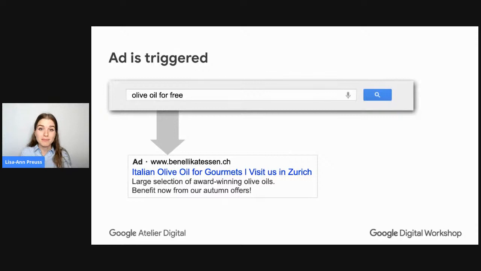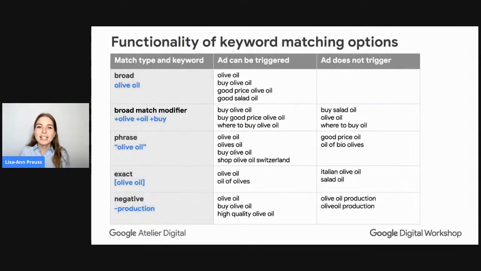Unfortunately for Mr. Bonelli, the user has clicked on his ad, and with that, the daily budget is all used up. So now when a user searches for high quality olive oil, which would be the perfect potential customer for Mr. Bonelli, his ad is not triggered. And to make sure that doesn't happen to you, I'd like to take you through the different keyword matching options.